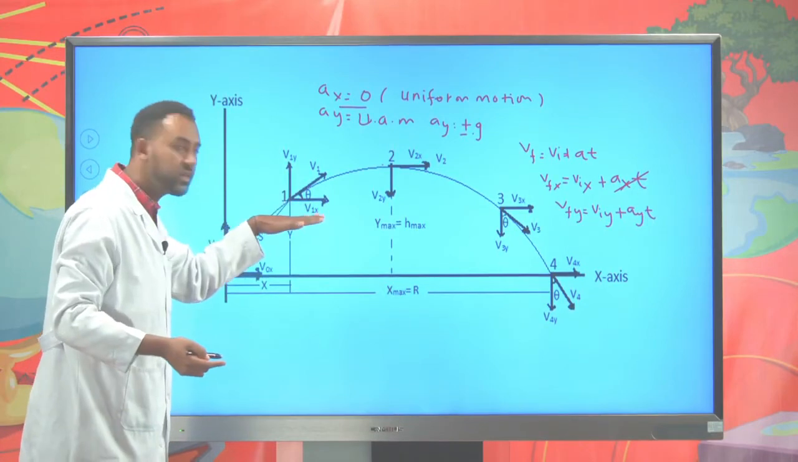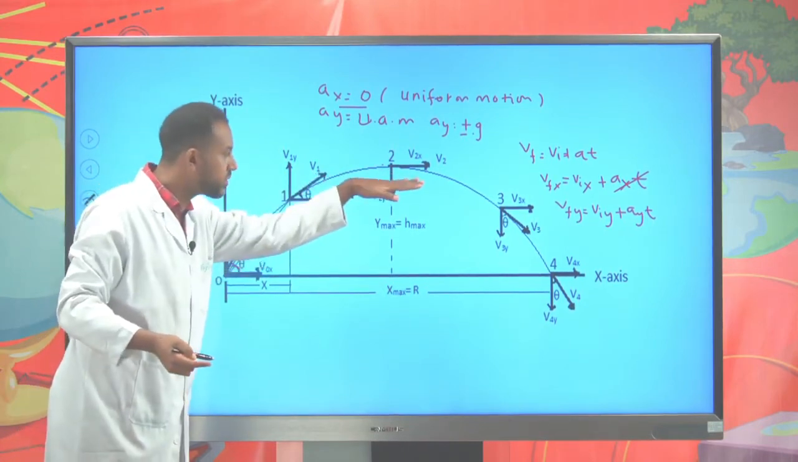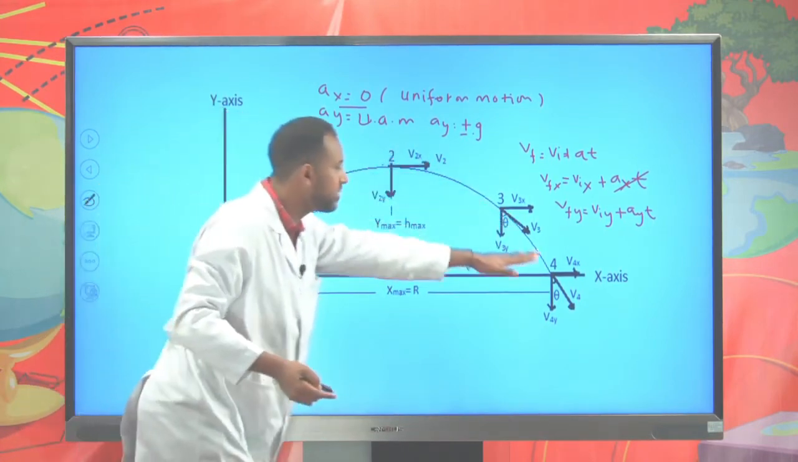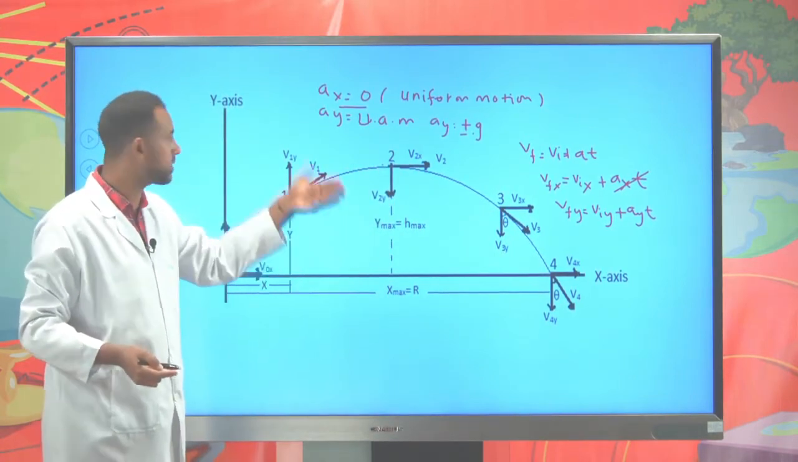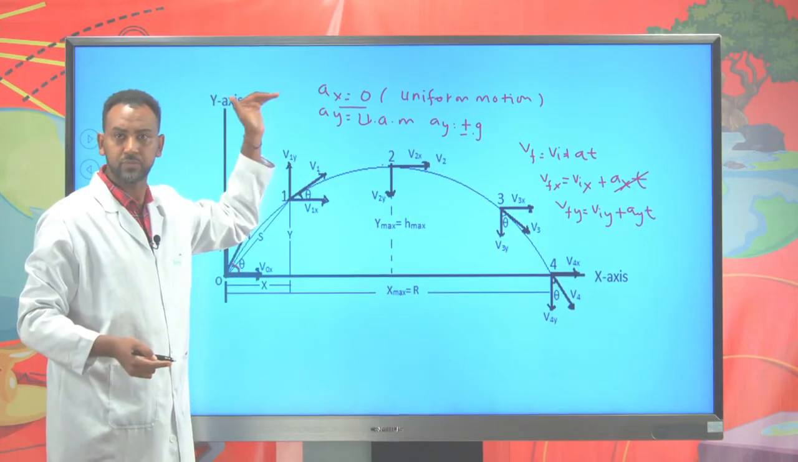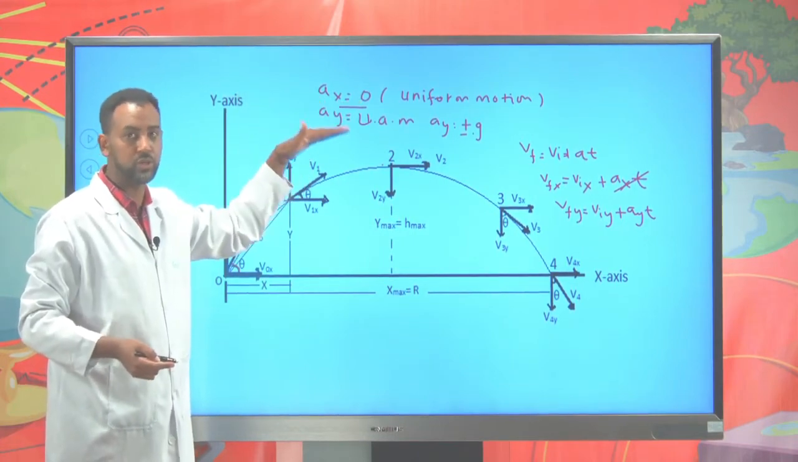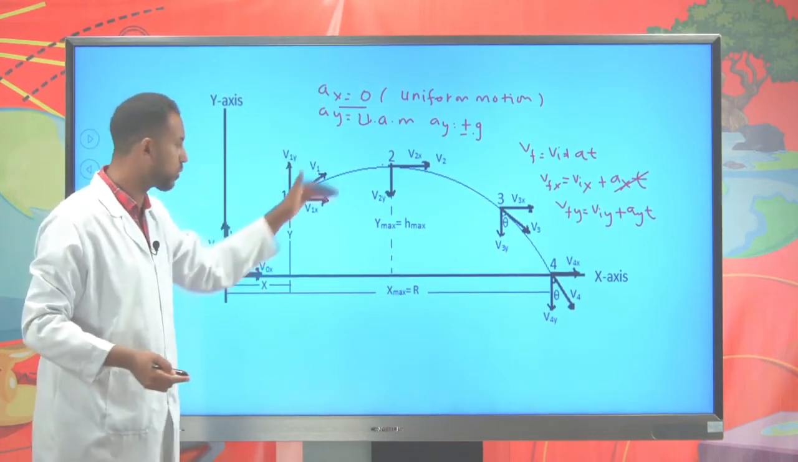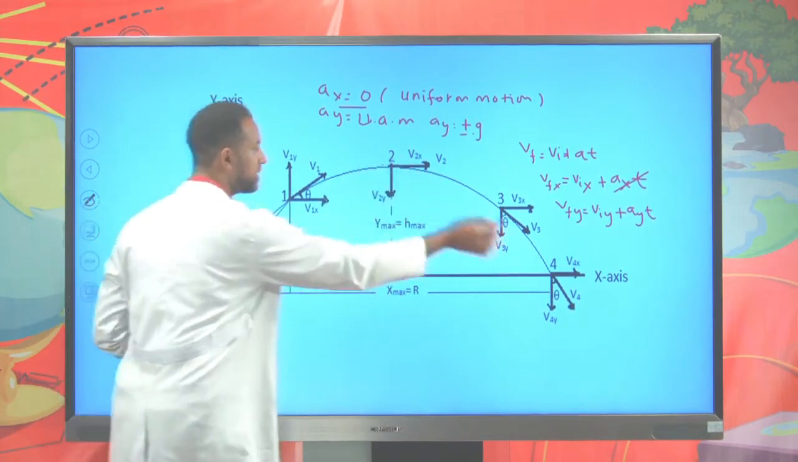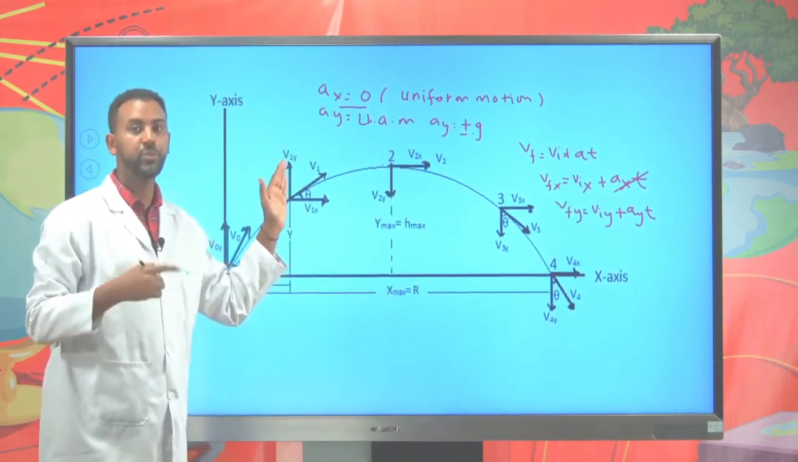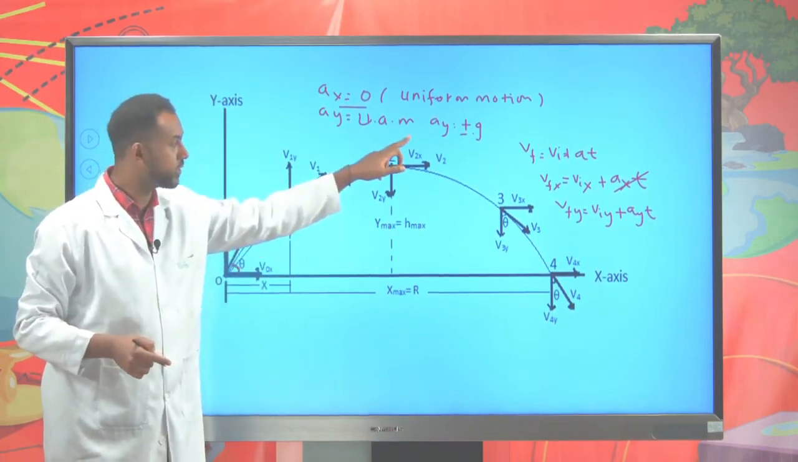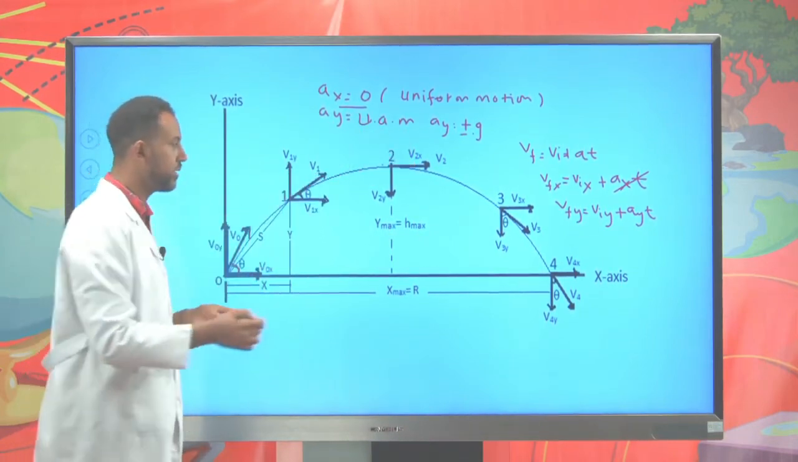At 1 second it is 60, it remains there. At 2 seconds it remains 60. At any time t, the horizontal velocity remains constant. That's why it's called uniform motion. The horizontal component is called uniform motion, so the velocity remains constant. But the vertical component depends on the vertical acceleration, and that is gravity. That's gravity.